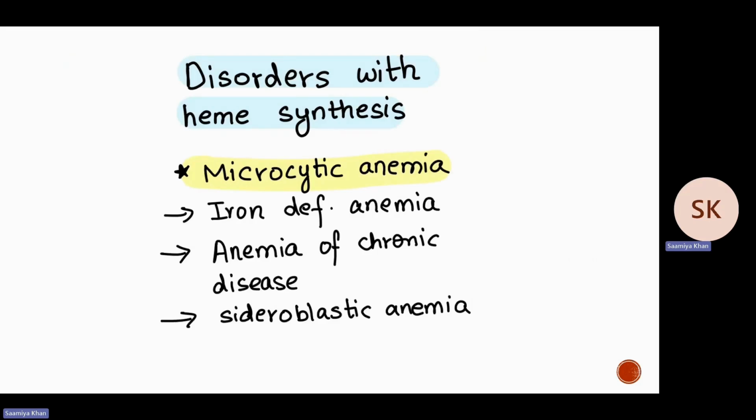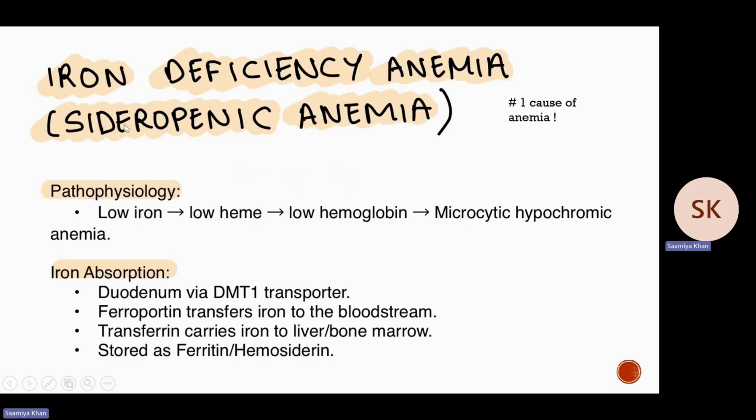Moving on to disorders with heme synthesis, this is the mnemonic that we studied before, SITA, but not the T over here. Everything except the T, which is sideroblastic anemia, iron deficiency anemia, and anemia of chronic disease. And because it's a disorder with the heme synthesis, we would see microcytic anemia. All of them are going to be microcytic anemia. Starting off with iron deficiency anemia, this is the number one cause of anemia, and it's also called sideropenic anemia. What happens is that when low iron is absorbed in our body, we're going to have low heme production, and low heme production is going to lead to low hemoglobin, and that will eventually lead to microcytic hypochromic anemia.